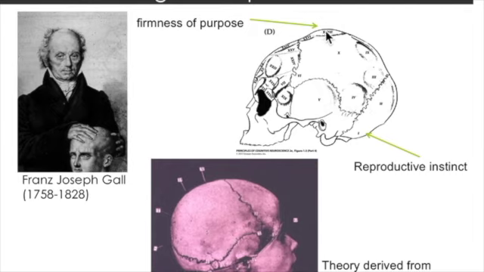And so he thought, for instance, that this bump at the top of your head, maybe you guys can all touch your own heads and see where the bumps are. He thought that the bump on the top of your head meant you had a firmness of purpose, right? So that you were a determined person. And then he also thought that the reproductive instinct, also known as amativeness, was mapped onto this bump that's close to the back of your head.